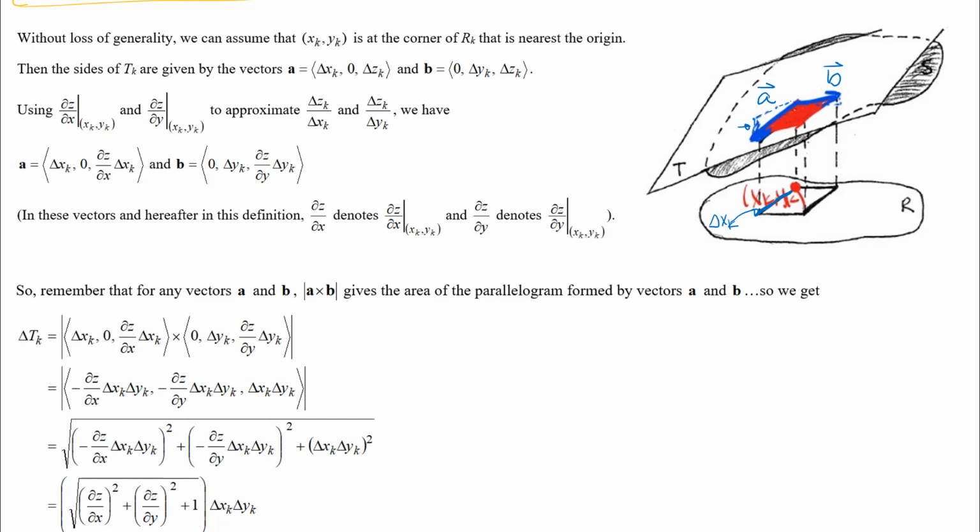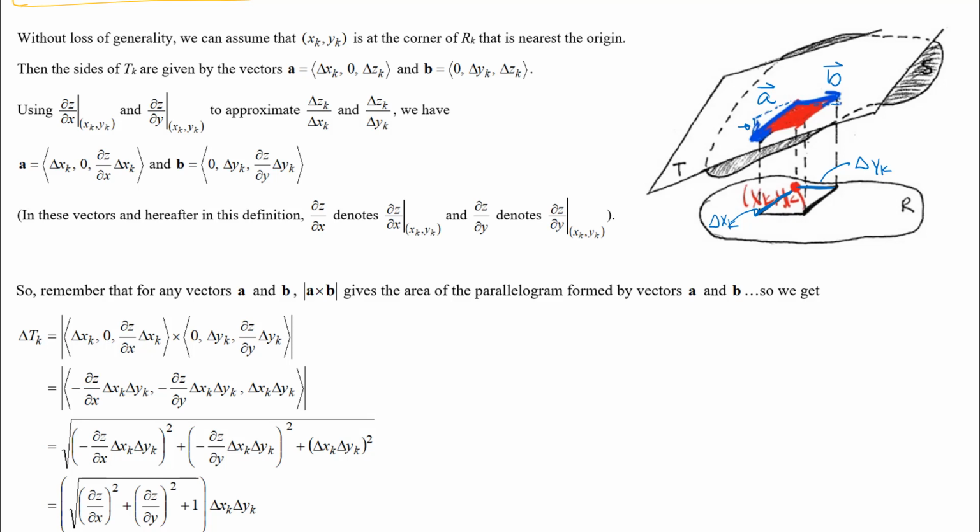Similarly, for the b vector, down in the xy plane, the distance parallel to the y-axis would be your delta y sub k. And so if you look at that vector up there, the horizontal component of that vector parallel to the y-axis would be your delta y, 0 in the x direction, and then the z direction you'd have a delta z sub k.